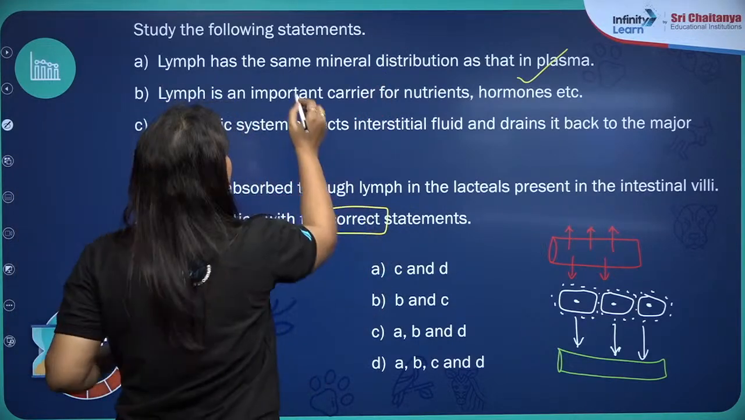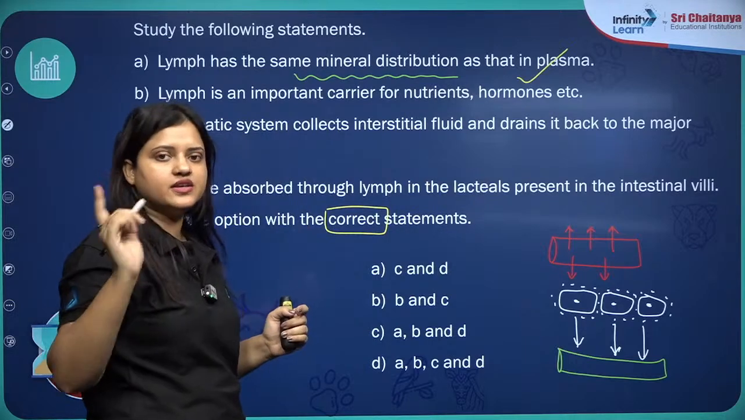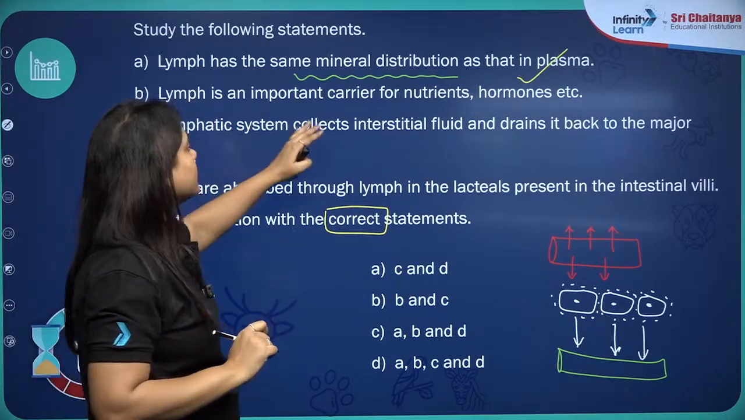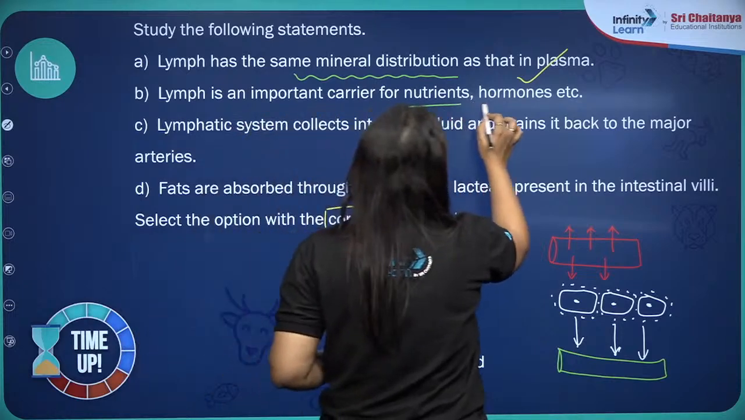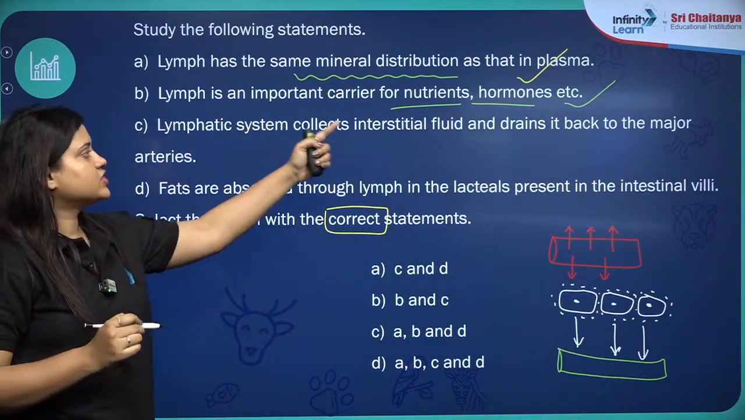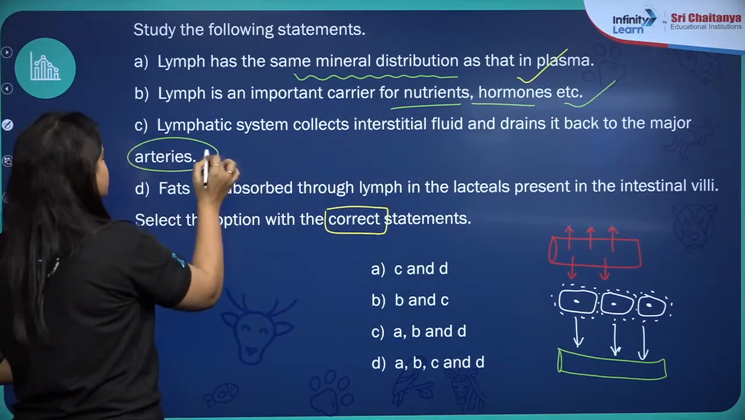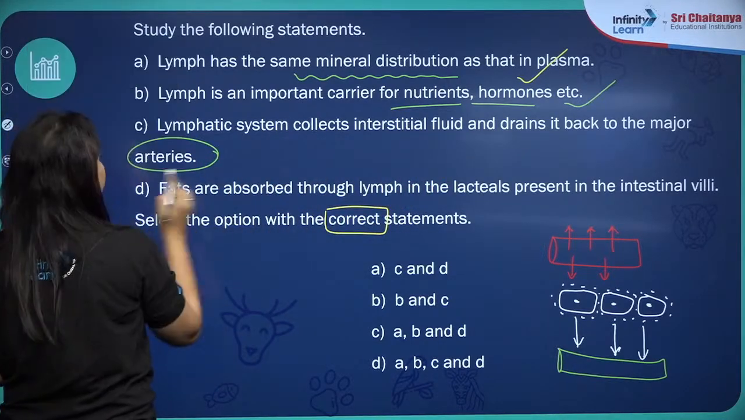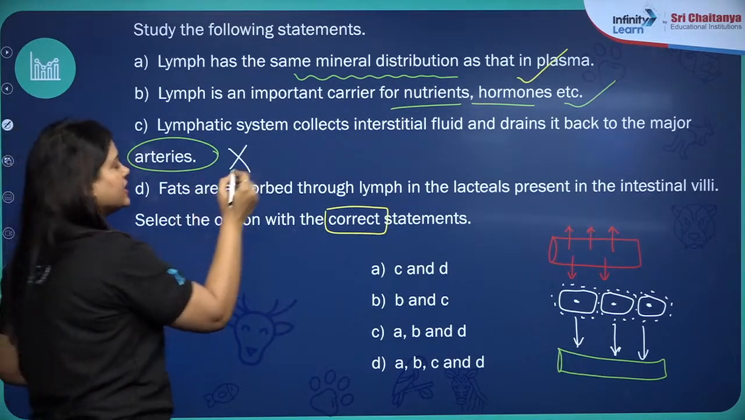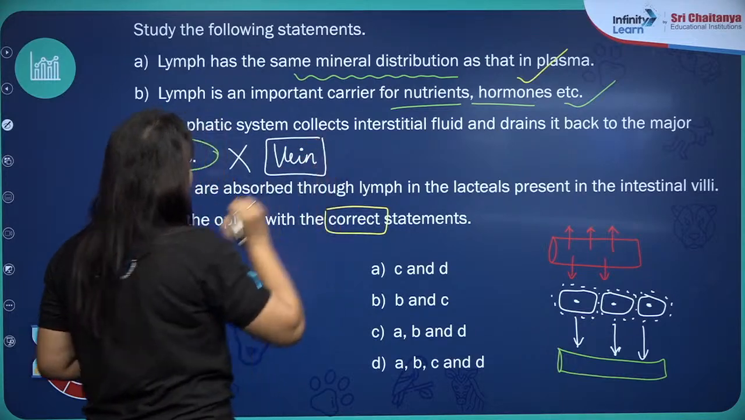Mineral distribution, they are talking about mineral distribution, that will be the same in plasma, the lymph and the interstitial fluid. That is right. Lymph is an important carrier for nutrients and hormones, absolutely. Lymphatic system collects interstitial fluid and drains it back to the major arteries. Now this is wrong. It is drained in the major vein and not artery, right?